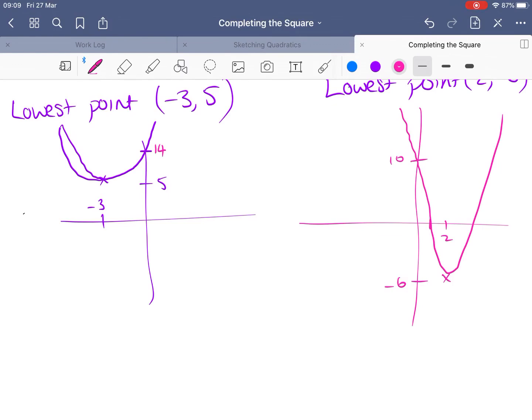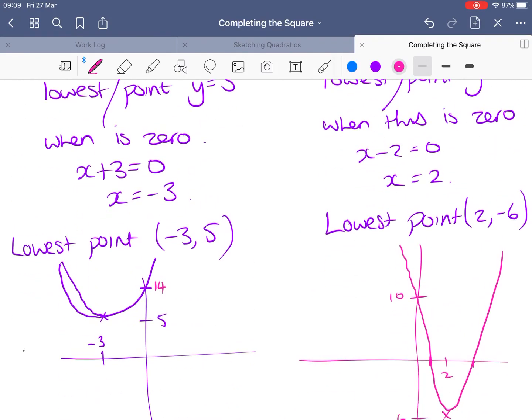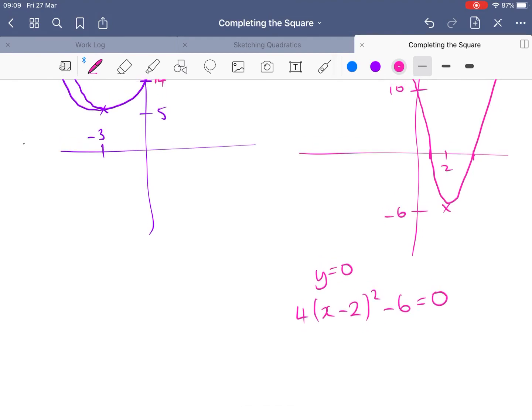And I could work out where it crosses the x-axis by setting y equal to 0. And this is really quite a nice thing with the completed the square version. I've got my 4 times x minus 2 squared take away 6 equals 0. So I could add the 6. So I've got 4 times x minus 2 squared equals 6. Divide by the 4. So I've got my x minus 2 squared equals 6 over 4.